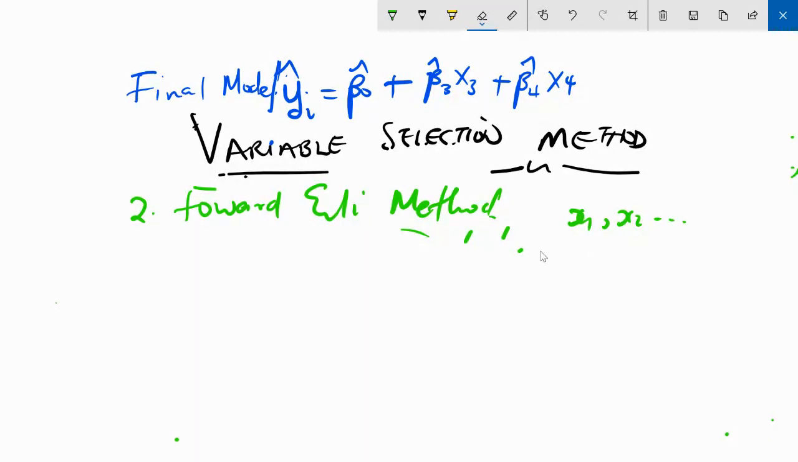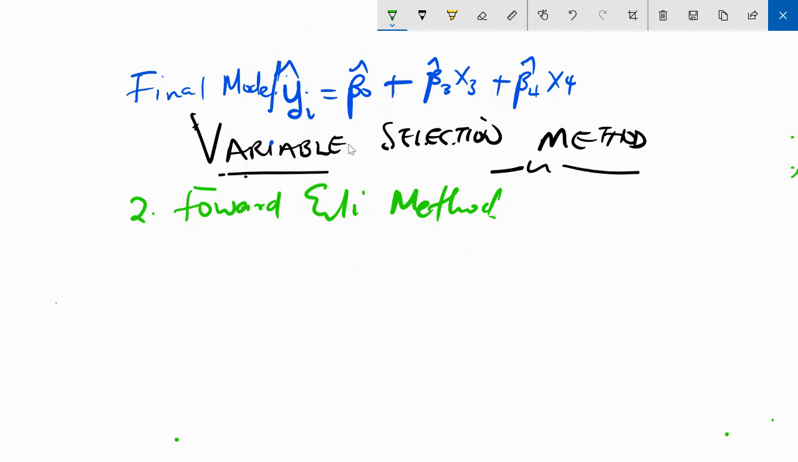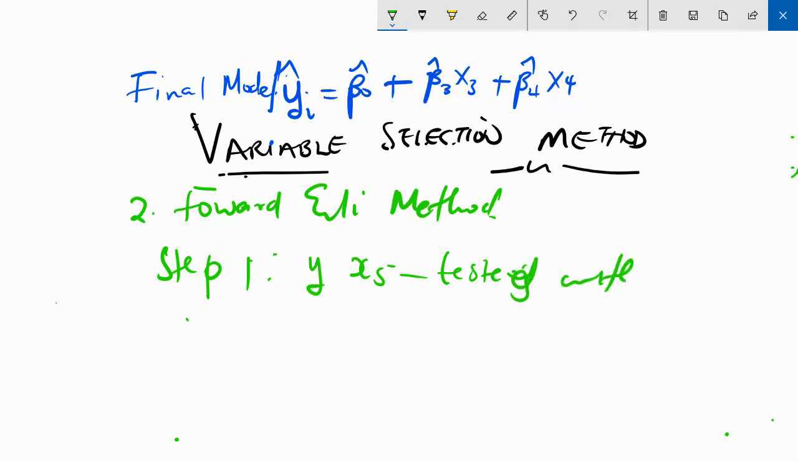So this is the forward elimination method. You said X5 will be entered first. Step number one, because we said the one that is highly correlated with Y will be entered first, you run the model with Y and X5 based on our example. It's not always the case. This variable will be tested with Y, and then you will have its p-value.